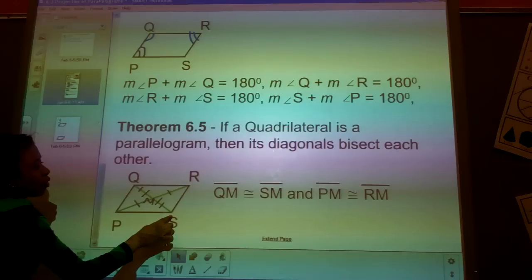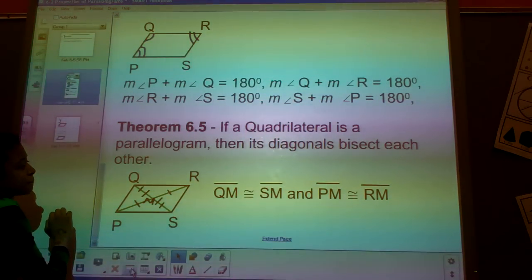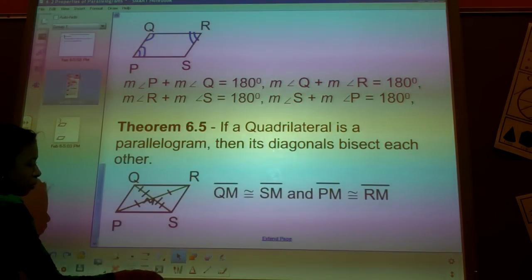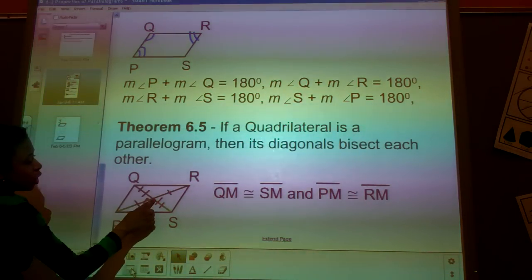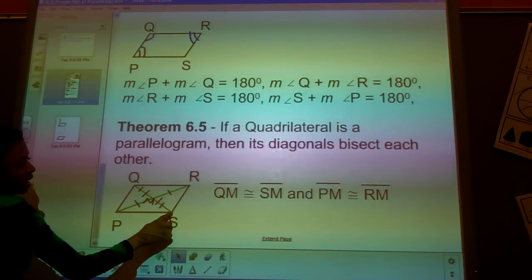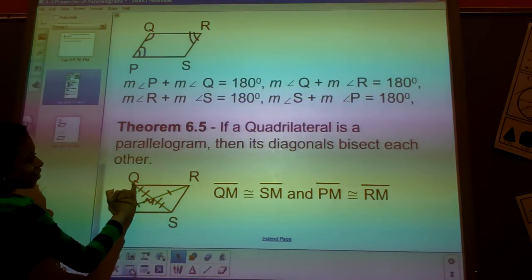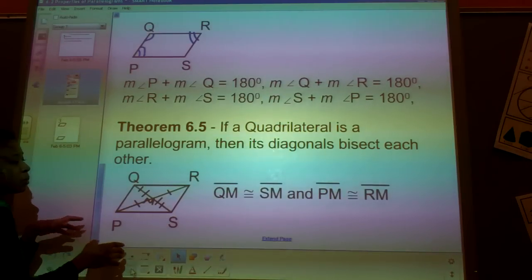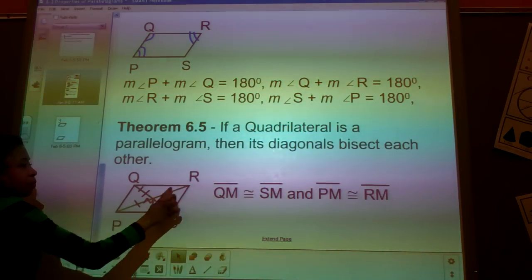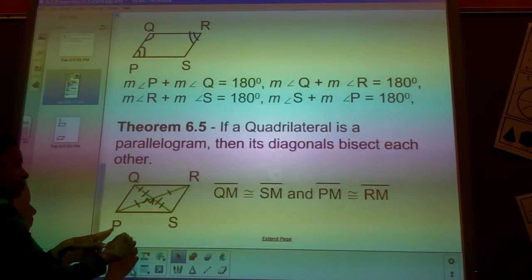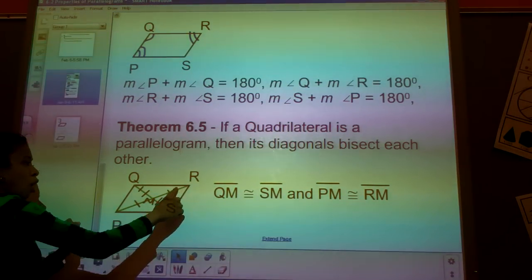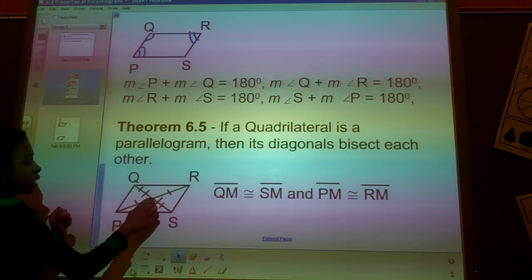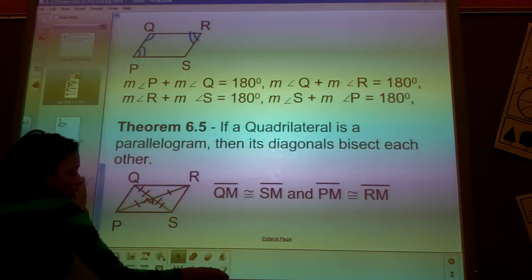If I draw the diagonal from Q to S, that automatically means that, if I call the midpoint M, QM is the same exact length as SM. So when I take the diagonal, these two segments will be congruent. Similarly, when I take the diagonal of PR, that means PM is congruent to RM. These two segments are congruent. And again, the intersection I'm calling M.